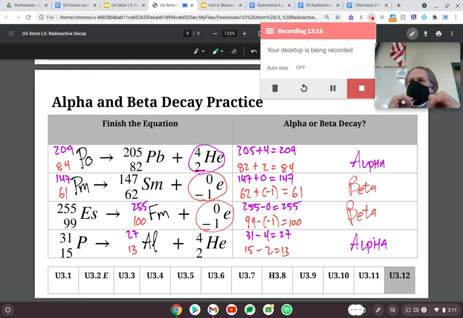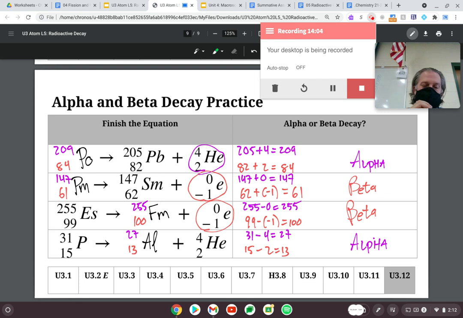So in the case of the third one, the third row, I figured it was beta radiation or beta decay, in large part because I saw the electron that was present. So again, my mass number 255, I needed to have on both sides. So 255 minus 0 is essentially 255. Now with the beta decay, I needed to have my atomic number 99 be the same value on both sides. So I took 99 minus a negative 1, which really means you are adding, so you get 100. So that tells me that the element in question is going to have an atomic number of 100, which according to the periodic table is Fm, fermium.